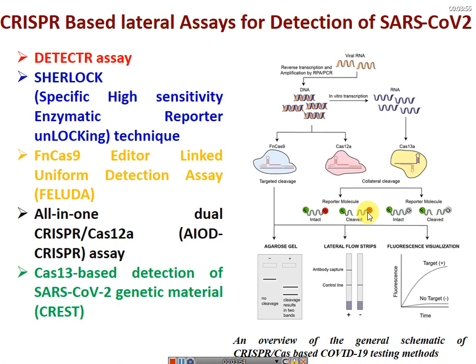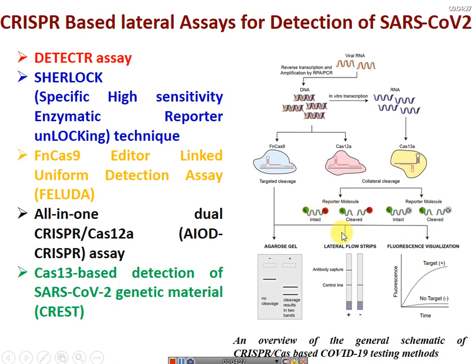Now the reporter molecule can be of two types, where you can have a fluorescent tag and a biotin tag. Once these are cleaved, they can be subjected to lateral flow assay. Or the reporter molecule can be of a beacon type, where a fluorescent molecule is there and a quencher is there. So once they are cleaved, the fluorescent signal will no longer be quenched, and that can be detected through fluorescence visualization.